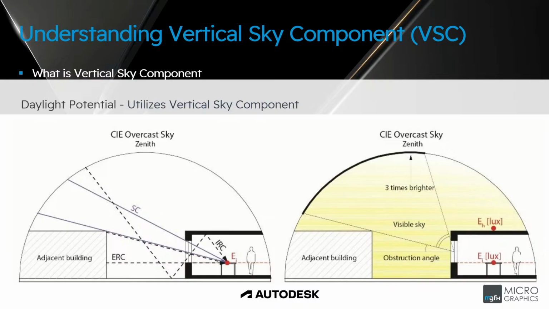And VSC can therefore provide a good early predictor for indoor daylight performance. Daylight factor and VSC (vertical sky component) are both defined to use the CIE overcast sky model. National guidelines and threshold values.